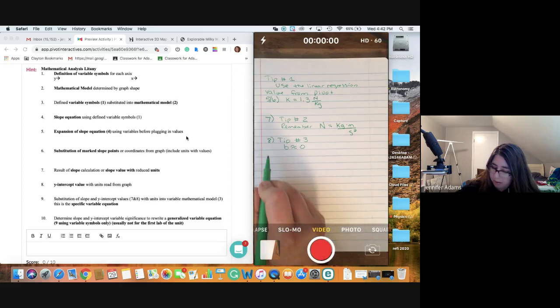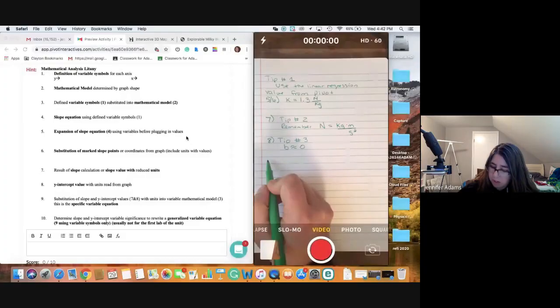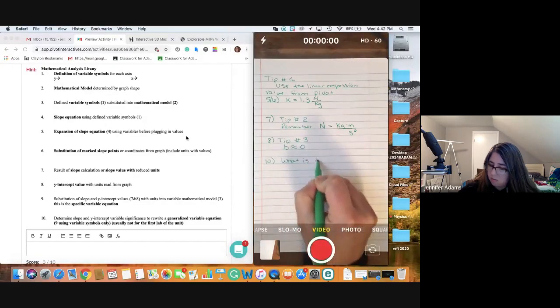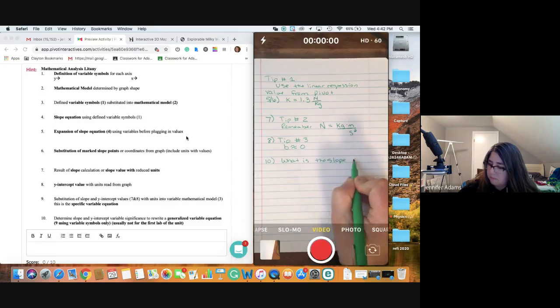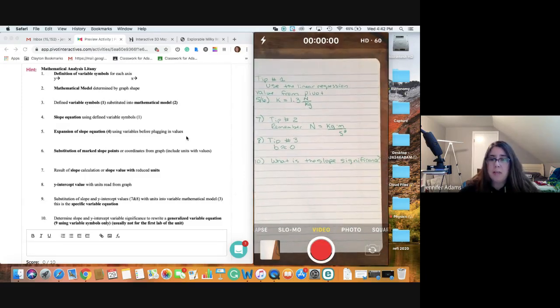All right, now here, the trickiest part. Hopefully at that point you can go back and substitute to write your specific equation with the reduced units. But then for step number 10, we're trying to figure out what is the slope significance. Because we want to generalize that numerical value with the units that we had for the slope into something that's related to more generalized variables.